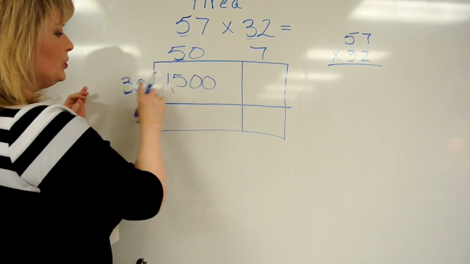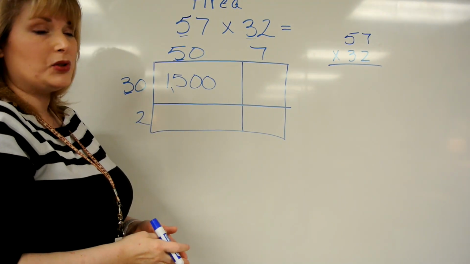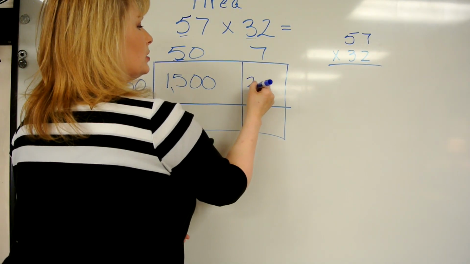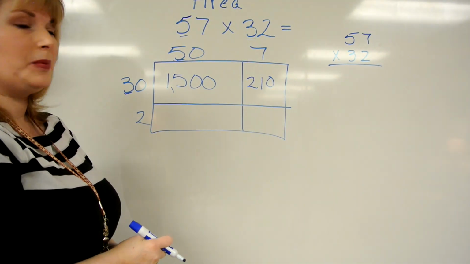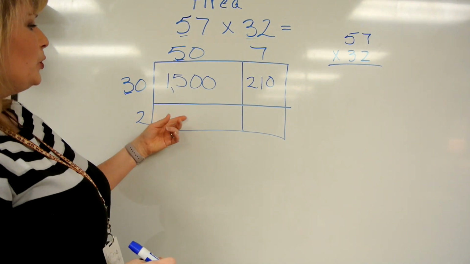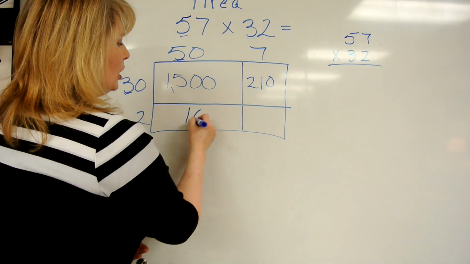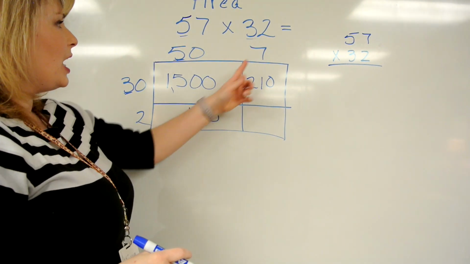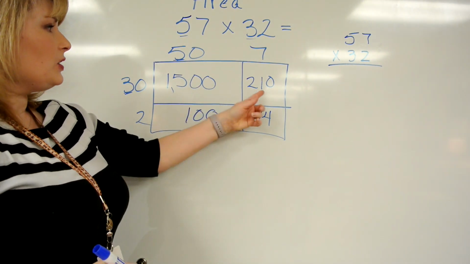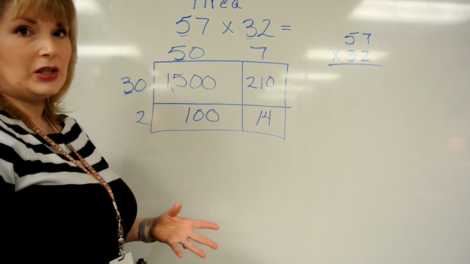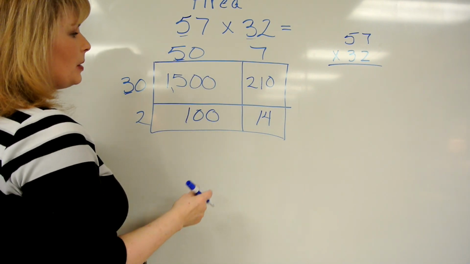Now I'm going to do 7 times 30. Again, my original fact is 7 times 3, which is 21. And then I add my 0 here for the tens place. Okay. I move to the bottom, 2 times 50. 2 times 50 is 100. 2 times 7 is 14. These are the 4 partial answers once you do this multiplication. And then you just add it up.